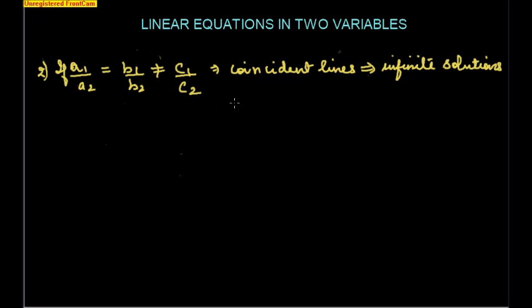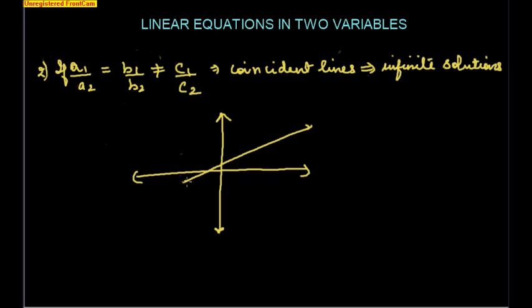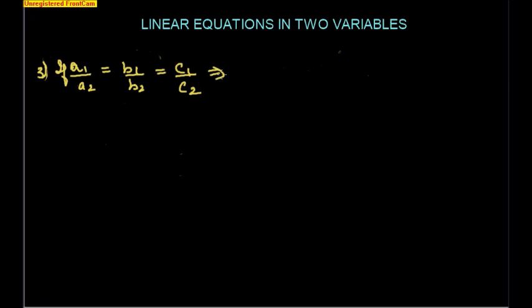Coincident lines means that if we draw the graph of two equations, let us say the first equation, the graph is this, and the second equation will overlap this. It will be somewhat like this. It could be this.